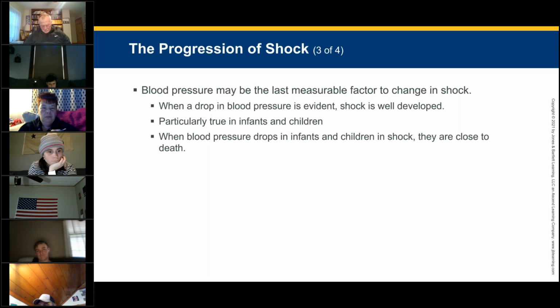The blood pressure may be the last measurable factor to change in shock. When you start to see the drop in blood pressure, the shock has become well developed. This is especially true in infants and children, who can maintain their blood pressure until they have blood loss that is more than half of their total blood volume. By the time blood pressure drops in infants and children who are in shock, they're close to death.